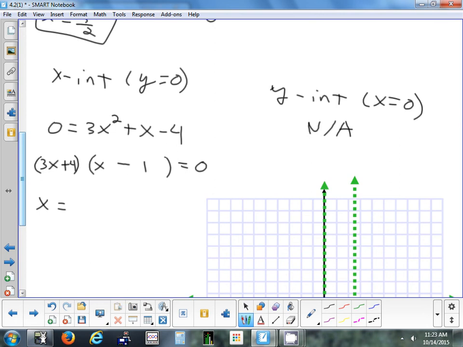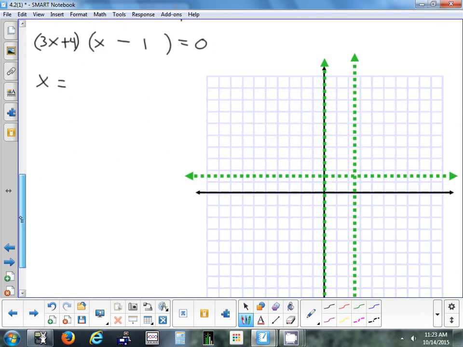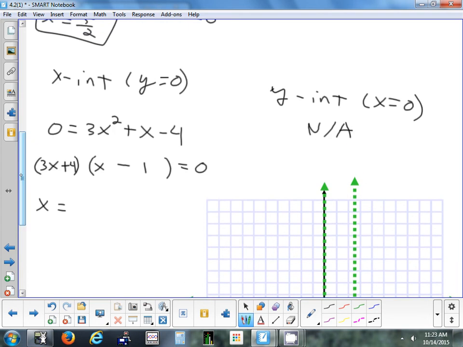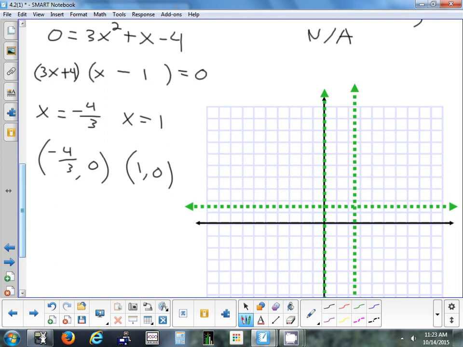Okay, so now find your x-intercepts. So it looks like we're going to have 2 of them. So we've got negative 4/3, comma 0. So I can write it like this. And I'm going to get another one when x equals 1. All right, so that's negative 1.3 and positive 1. Do you guys see why we could get 2 here? The shape it could make if it's going to curve, and then you have like a curve in the middle. It could cross the x-axis twice.